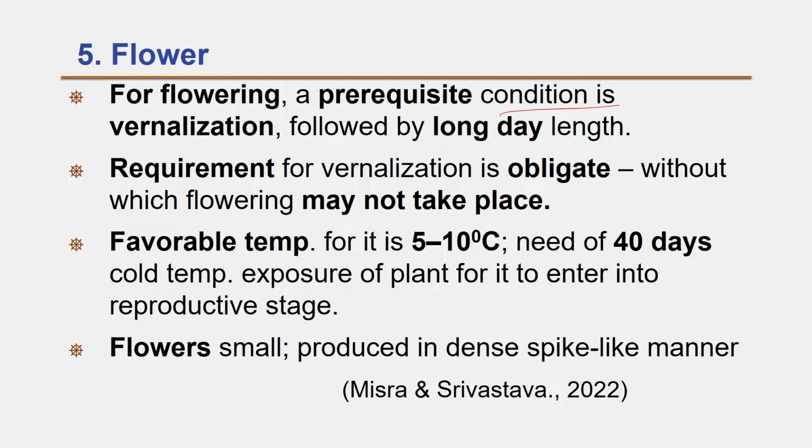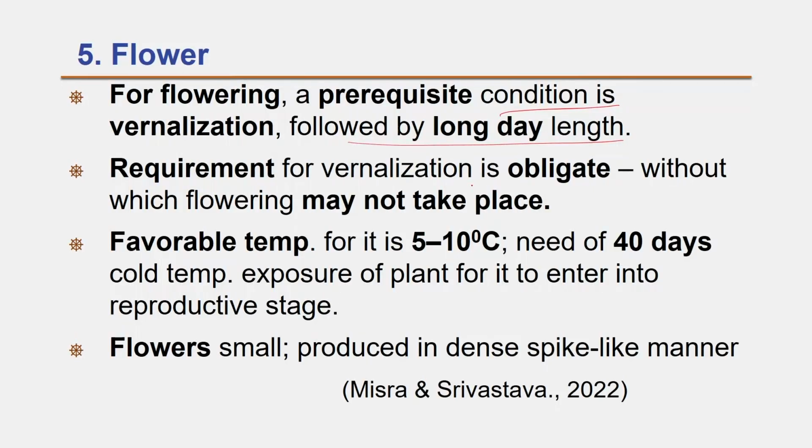Now, see the morphology of the beet flower. For flowering, a prerequisite condition is vernalization followed by long day length. I already explained to you what vernalization is. It is cold treatment, meaning giving lower temperature to a plant for a certain period of time to induce flowering. So, the requirement for vernalization is obligate. You must have this kind of vernalization, otherwise it will not produce flowers. Without it, flowering will not take place.